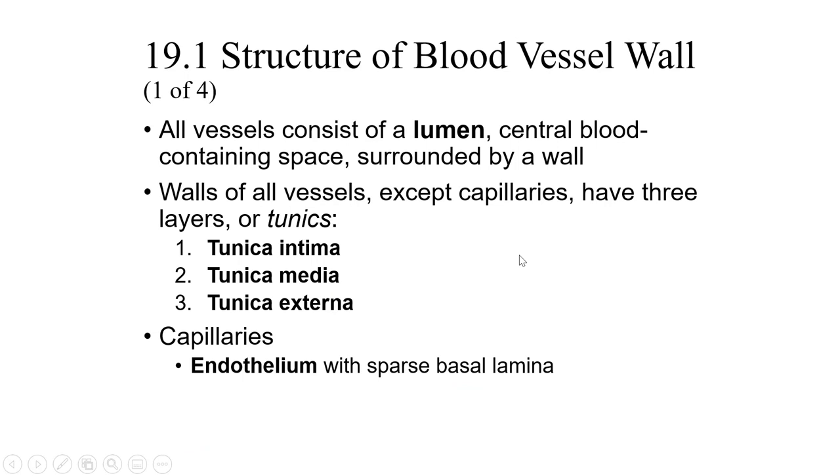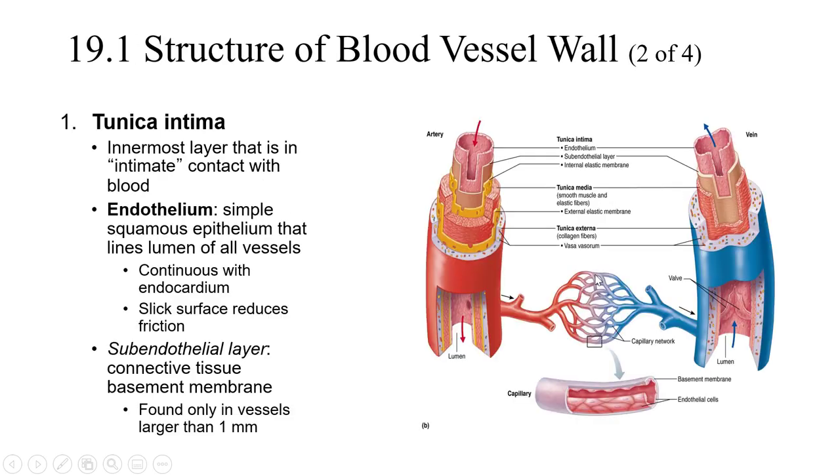So we have three different types of blood vessels, and all vessels consist of, just like the name says, a vessel. So it would have a lumen, a central blood containing space surrounded by a wall. And the wall of all vessels except the capillaries has three layers: the tunica intima, the tunica media, and the tunica externa. The capillary on the other side would be made up of only one layer of cells, and its endothelium has a sparse basal lamina.